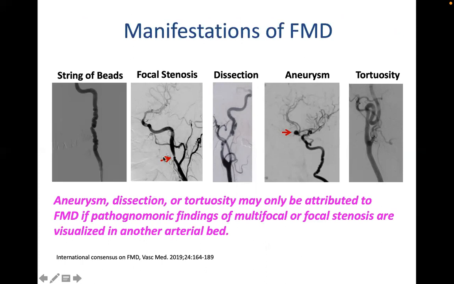A single area of stenosis or focal FMD, aneurysm formation, and extreme tortuosity have all been described in patients with FMD. Importantly, tortuosity, aneurysm, and dissection can be caused by many other things, so we can only attribute these findings to FMD when we see the typical multifocal or string of beads FMD or focal FMD in an artery without dissection.